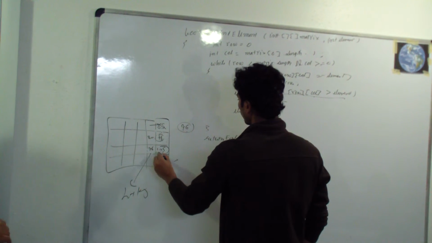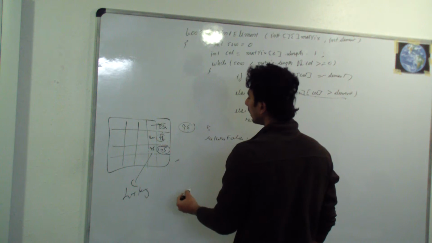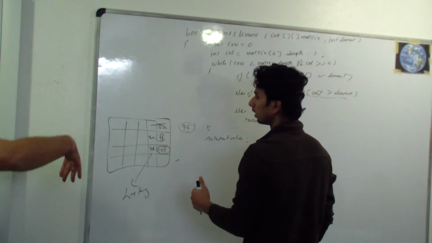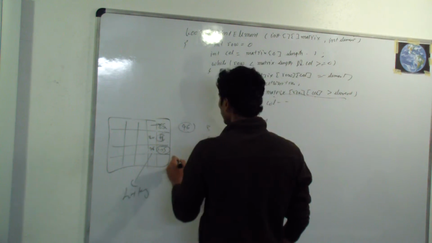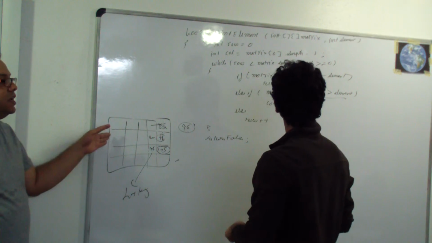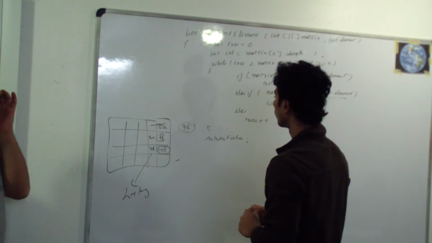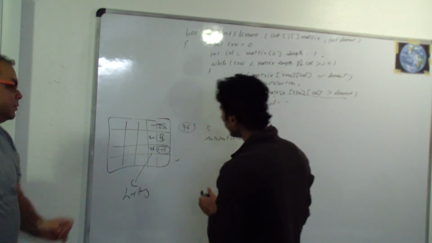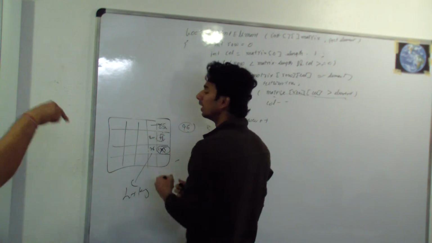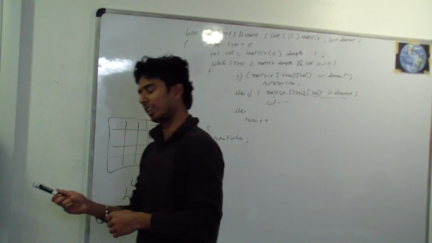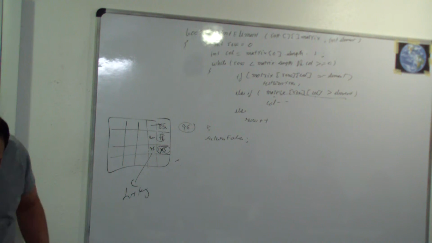We move until our value is less than the element. So if the column value is greater than the element, we don't look at the next value. We look at the same current value. Correct.